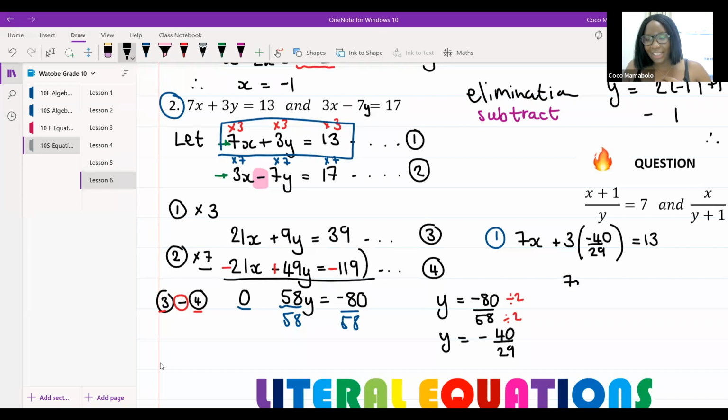So 7x is going to equal 13 minus this whole thing over here, which is actually going to become plus. Please just pop it into your calculator. I can tell you now, by the time we get to the end here, our x answer will be equal to -120/29. Okay, it's going to look very messy.